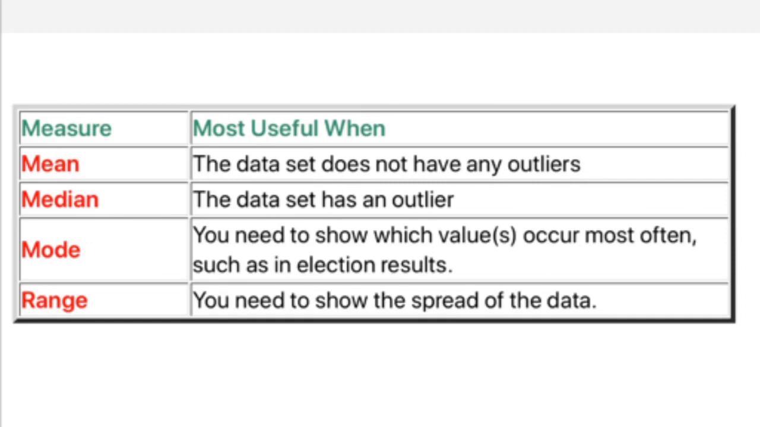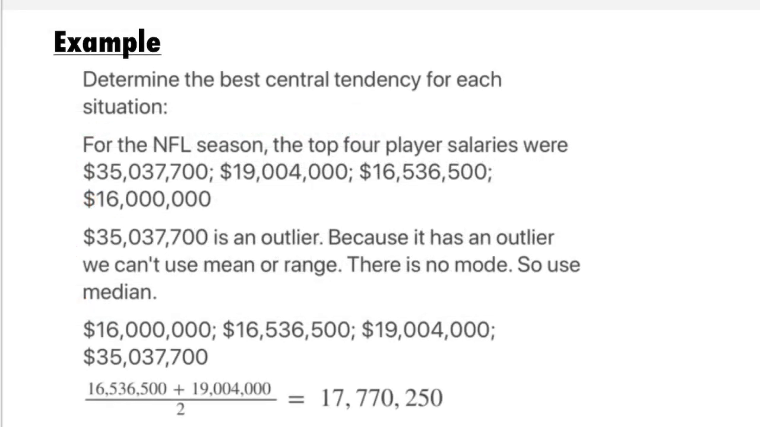So this little table is very helpful when looking back and trying to decide which central tendency is best for a situation. So pause the video and take a moment and copy this table into your notes, and then we are going to look at 2 examples together.